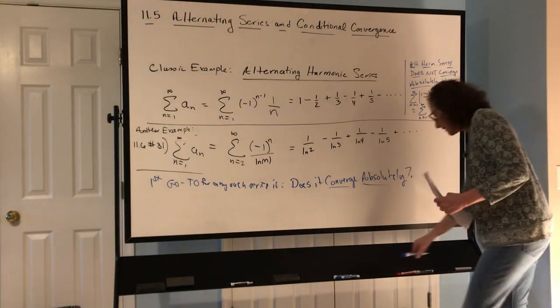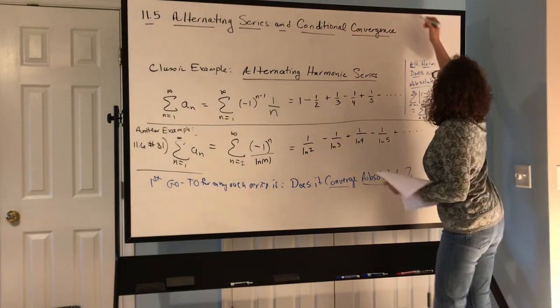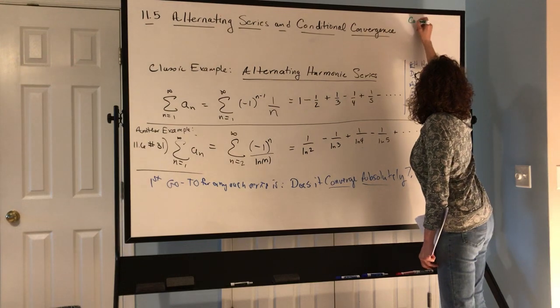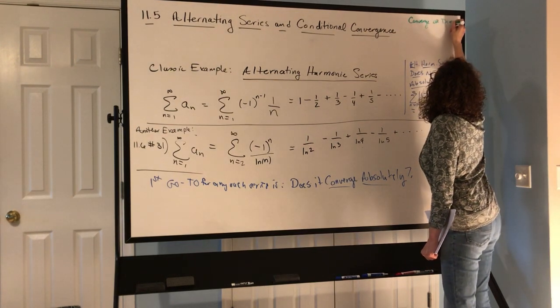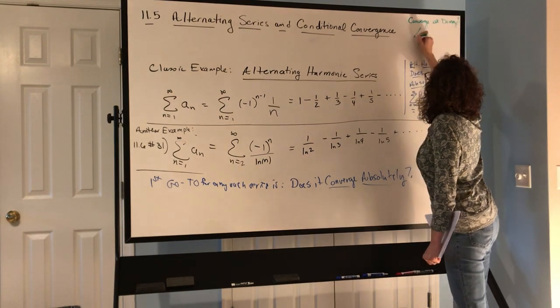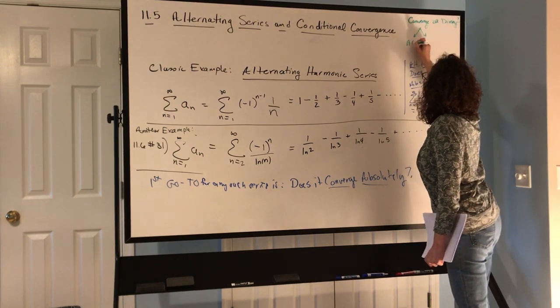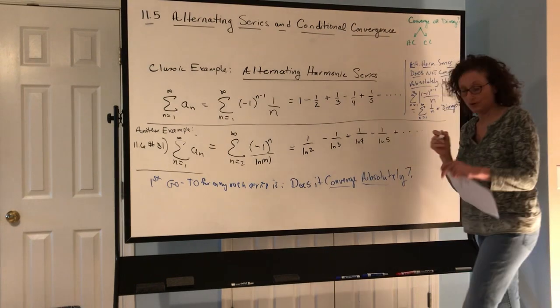Okay, so again, what do we know? When we're asking the question now, converge or diverge, converge now has two possibilities: absolute convergence or conditional convergence.